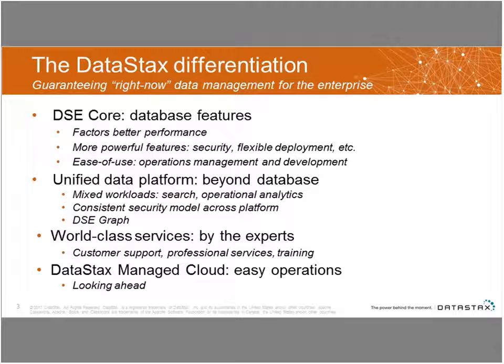The first one we call DataStax Enterprise Core. When I say DataStax Enterprise Core, you can think of that essentially as the database features or the Apache Cassandra related type features. And when you look at those capabilities versus the database of Apache Cassandra, you can get better performance on the DataStax Enterprise side, more powerful features including advanced security, flexible deployment options, etc. And you'll also have much better ease of use, both with respect to operations management and developer tooling. And I'll be covering all of these pieces a little bit further.